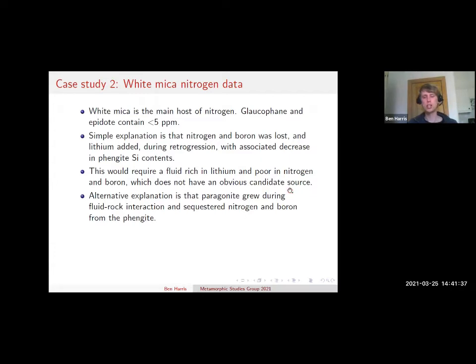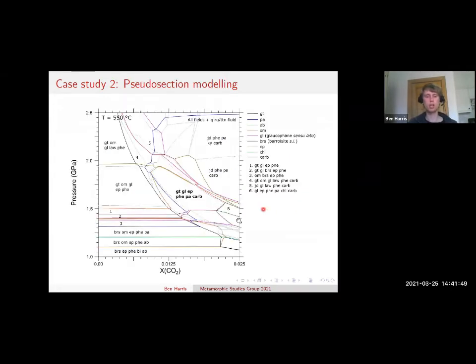So alternatively, we tried to think about explanations where the trace elements are redistributed amongst different phases during fluid rock interaction, particularly the paragonite and the phengite. So one of the curious features of this sample is that it contains a very high paragonite mode, about 15%, also about 15% phengite, and it contains carbonate. So we conducted some pseudosection modeling to explore the influence of adding carbonate to this system.